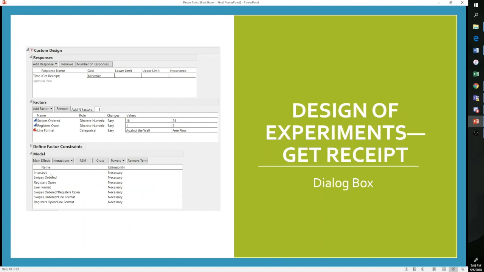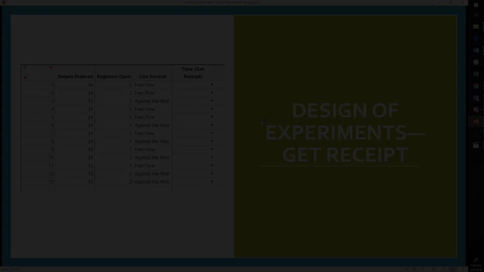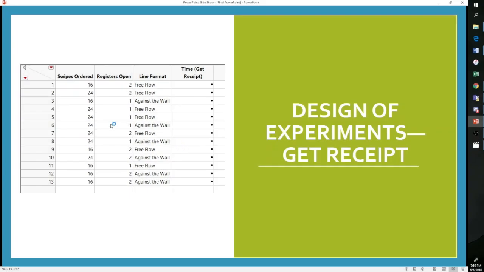Our categorical factor is line format, and the 2 possible values are against the wall or free flow. And you can see here the model with all the factors and the level 2. And here you see the data table with the randomized factors for each case: the swipes ordered, registers open, line format, and the space to get the value of the time to get receipt.